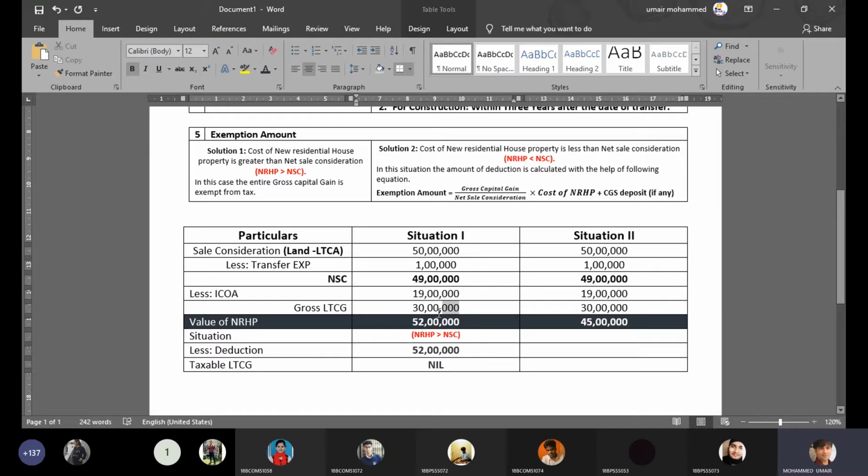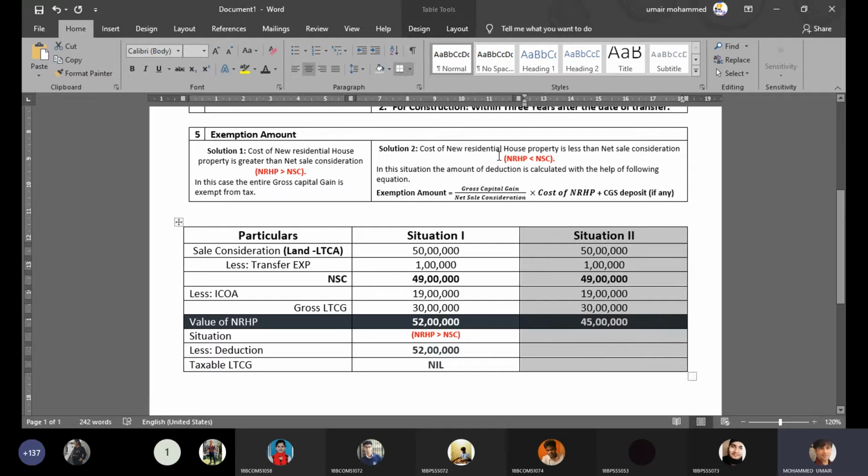Whatever amount you have made as a profit, that entire amount you have used as a deduction. And after using the entire amount as a deduction, there's nothing left out because you have used more than what you have earned. So you don't have to pay any tax. So this situation 1 is normal to what we do in all the cases, what we have been doing. Only situation 2 is where you have to use the formula. So what is situation 2?